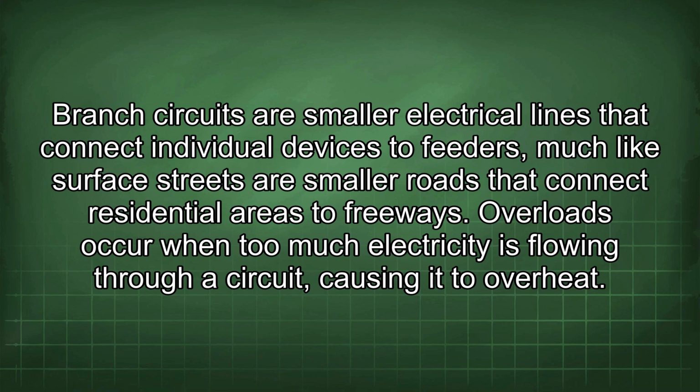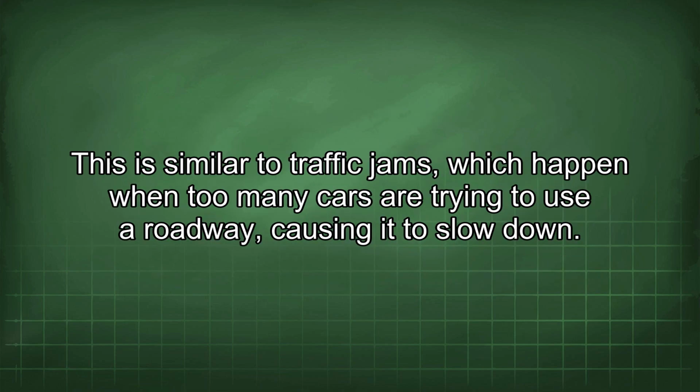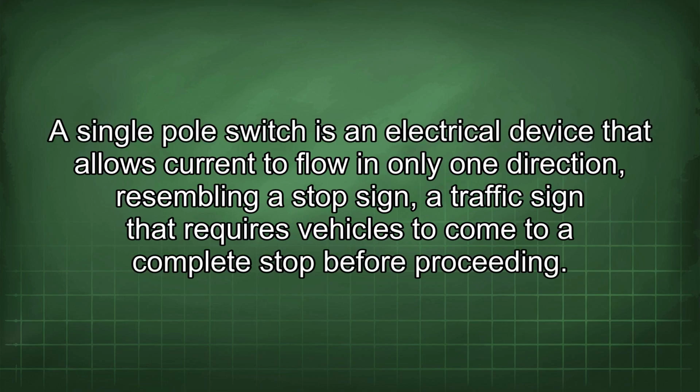Overloads occur when too much electricity is flowing through a circuit, causing it to overheat. This is similar to traffic jams, which happen when too many cars are trying to use a roadway, causing it to slow down. A single-pole switch is an electrical device that allows current to flow in only one direction, resembling a stop sign, a traffic sign that requires vehicles to come to a complete stop before proceeding.